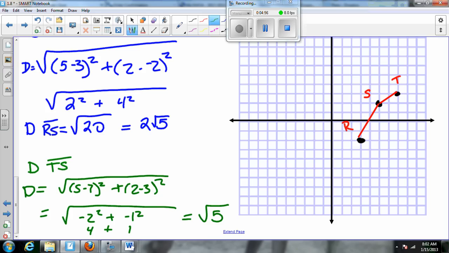Now, because we want which point is closer, we want the smaller distance, which is root 5. So TS is closer, or T is closer to S than R.